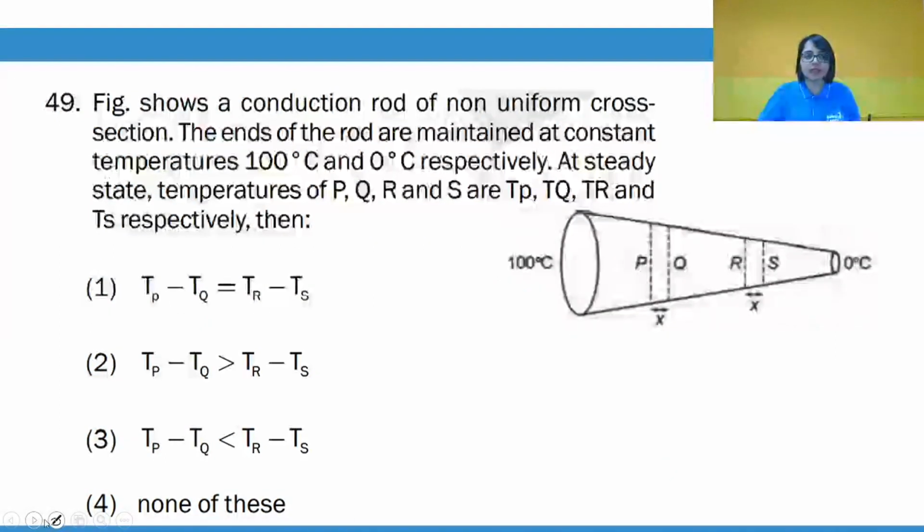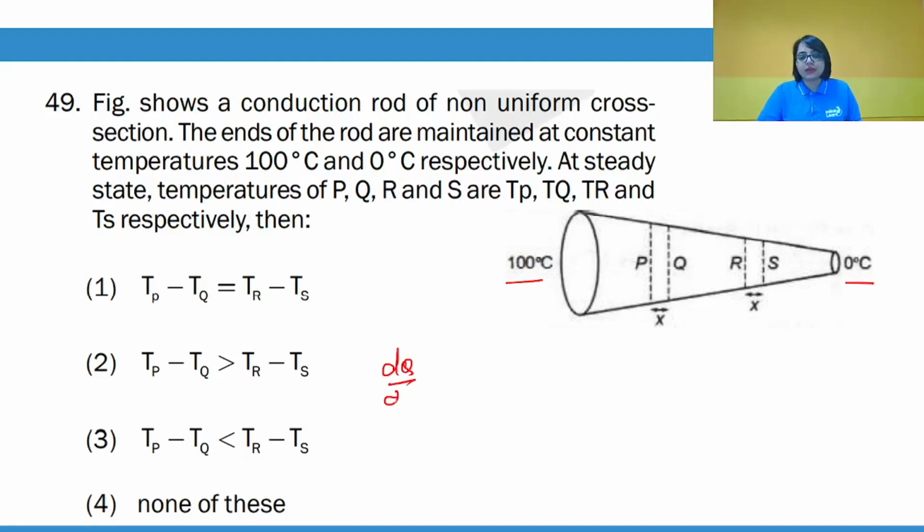Next is question number 49. The figure shows a conduction rod of non-uniform cross-section. The ends of the rod are maintained at constant temperatures 100 degrees Celsius and 0 degrees Celsius respectively. At steady state, the temperatures of P, Q, R, S are TP, TQ, TR and TS respectively. Then which of the following relations is correct?